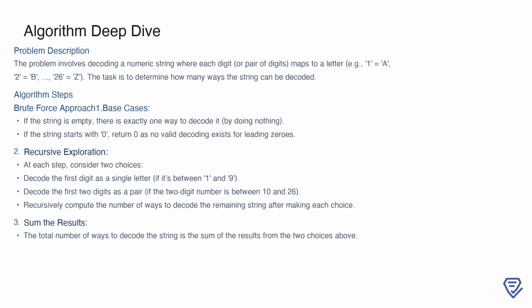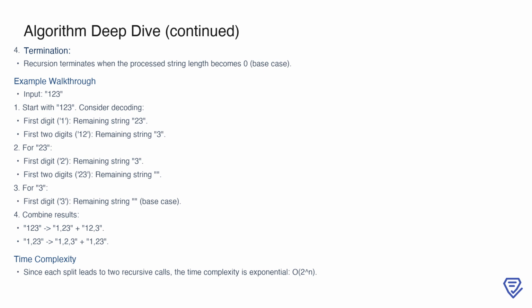The total number of ways to decode the string is simply the sum of the results from these two choices. The recursion terminates when the remaining string becomes empty, as that is our base case. To illustrate this process, consider the input string 123.